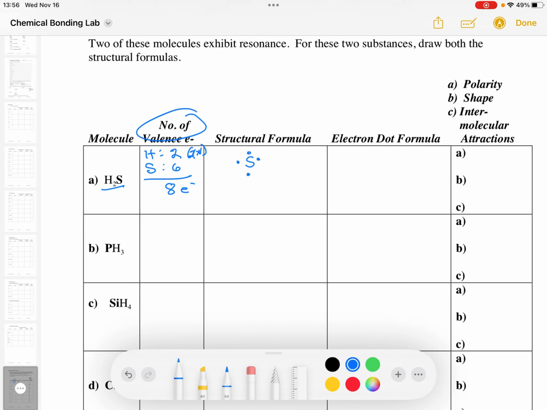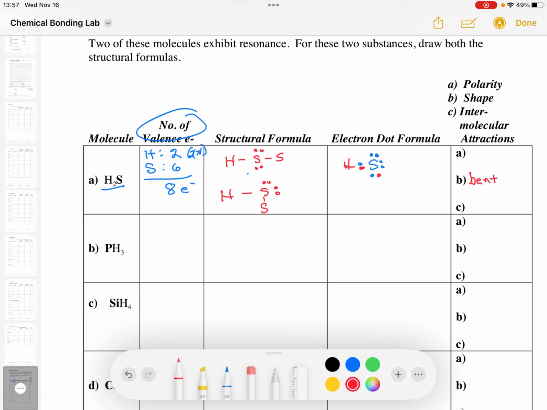When we write our structural formula, we should start by writing our first substance. I'm doing electron dot first. I should start with my S, and I'm going to do 1, 2, 3, 4, 5, and 6. Next, I'm going to add my 2 hydrogens here and here. I could draw this one of 2 ways. I could draw it like this, or I could draw it like this. They're both correct.